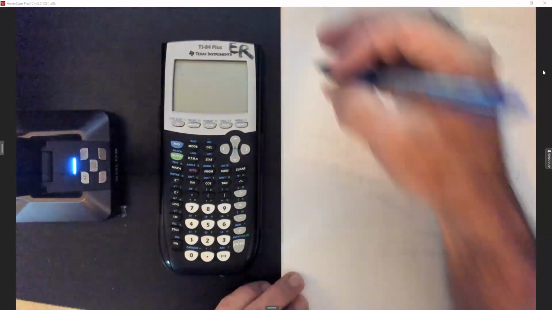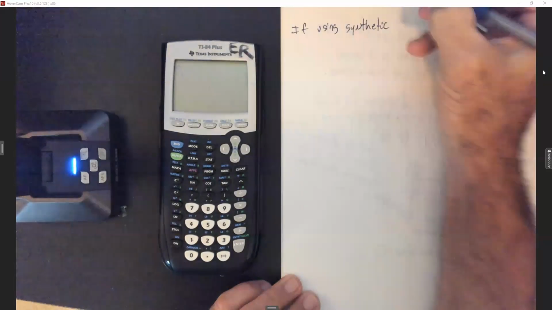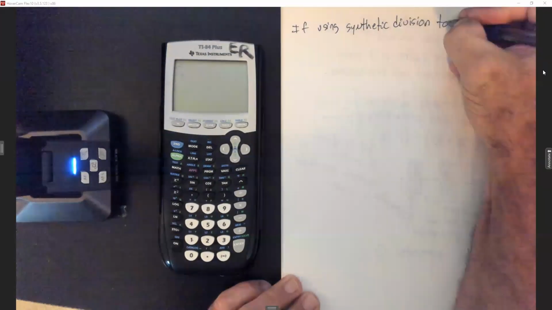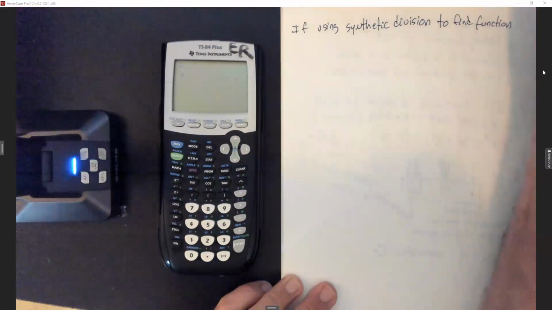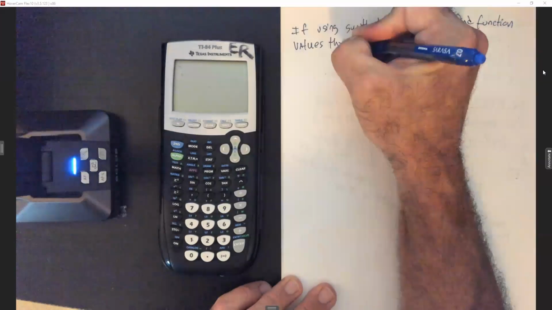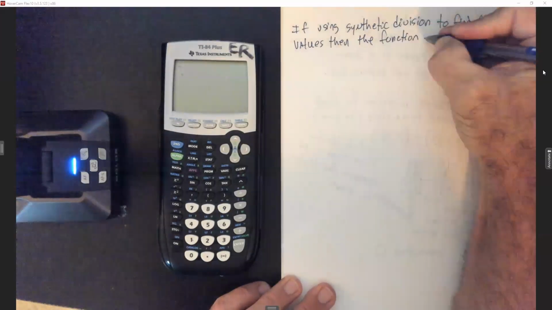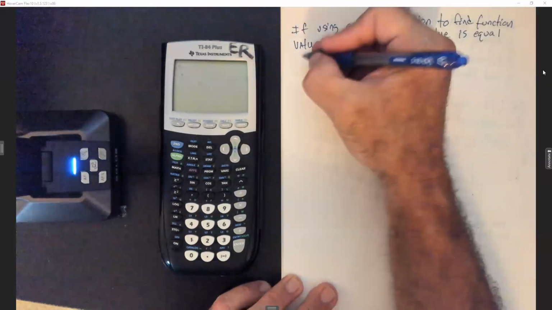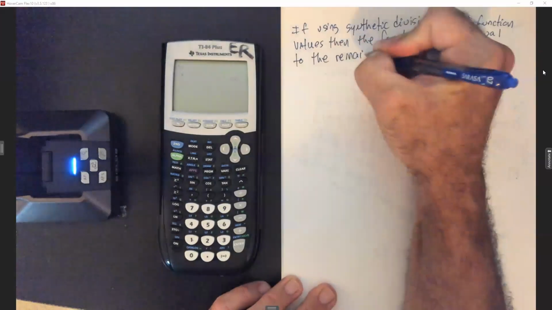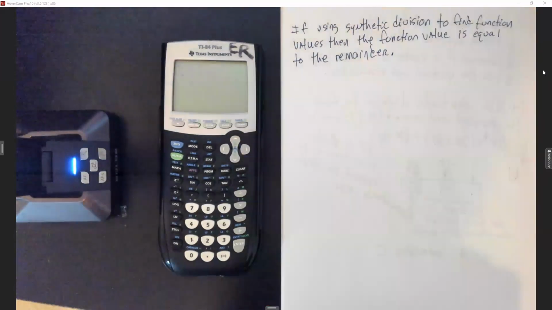So y'all watch this. If using synthetic division to find function values, then the function value is equal to the remainder. Okay, so if I'm using it to find a function value, all I'm worried about is the remainder I'm going to get when I'm done.